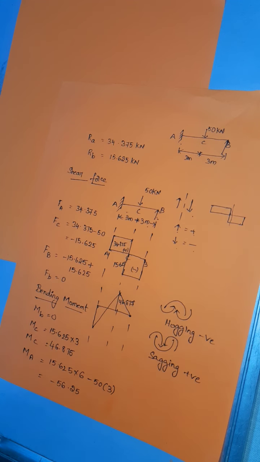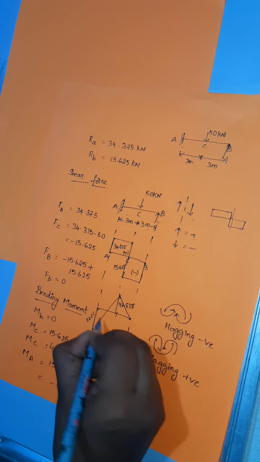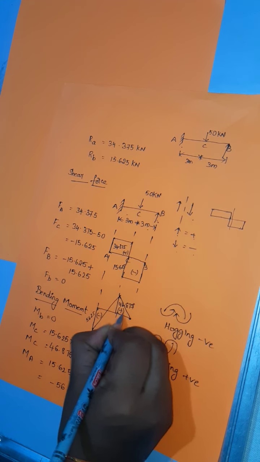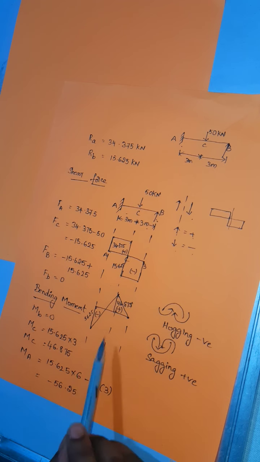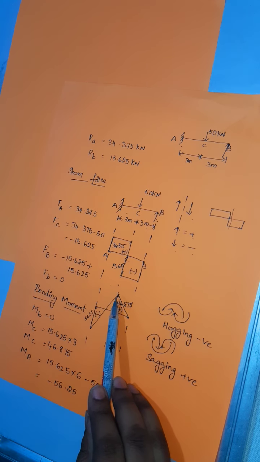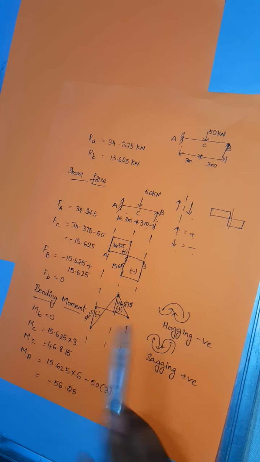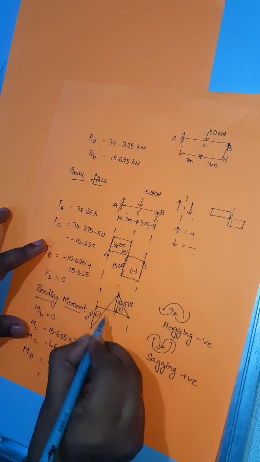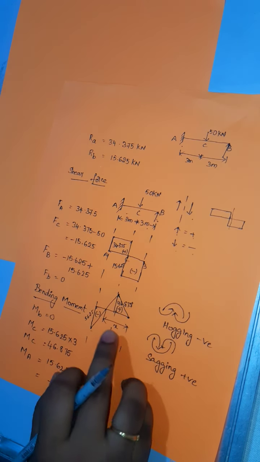Okay, moment at C. Moment at A, how much? 56.25. It is negative and this is positive. See here, the point of contraflexion is taking place. Point of contraflexion is nothing but the bending moment changing from positive sign to negative sign. So we need to calculate the point of contraflexion.